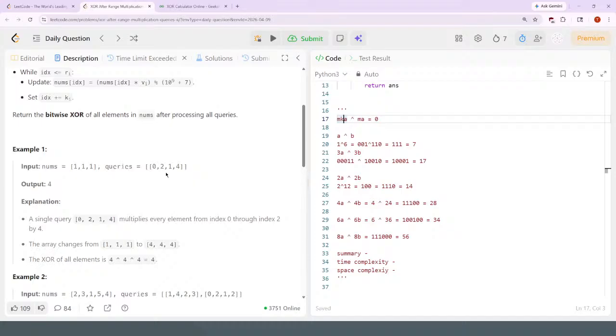I guess it boils down to the fact that queries can jump. Queries can jump. So not all the elements are modified in the same way. Can I handle the jumping somehow?